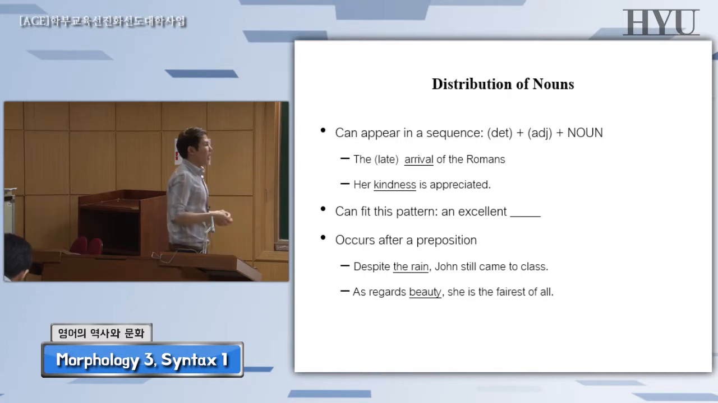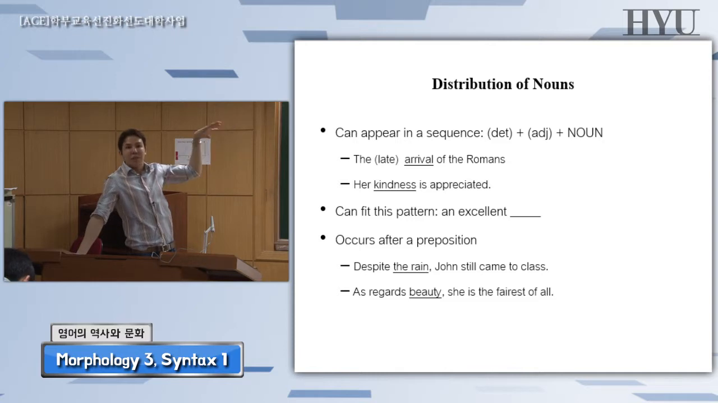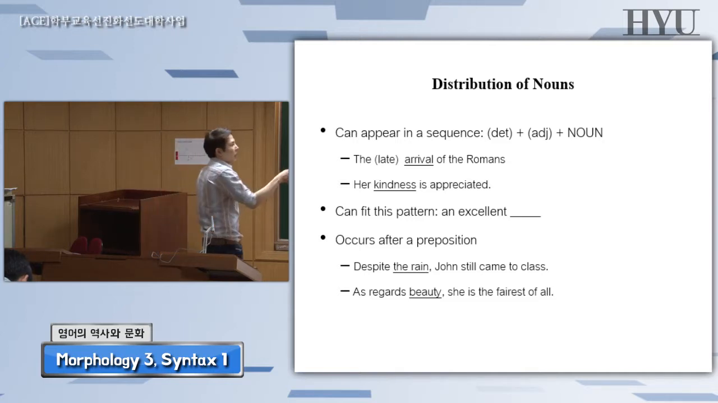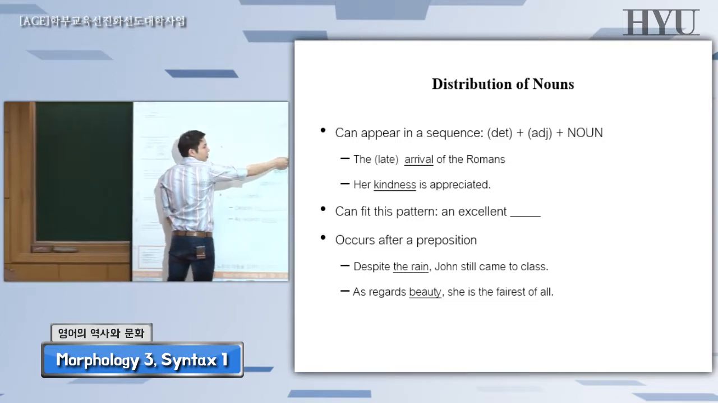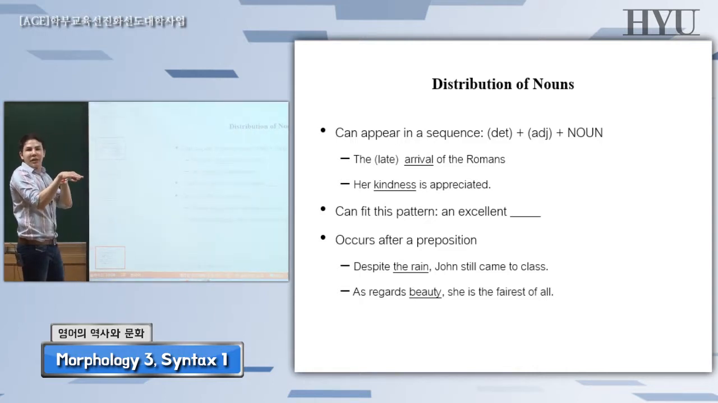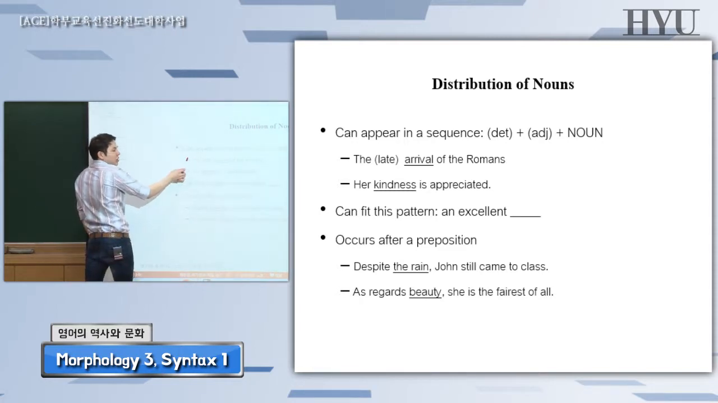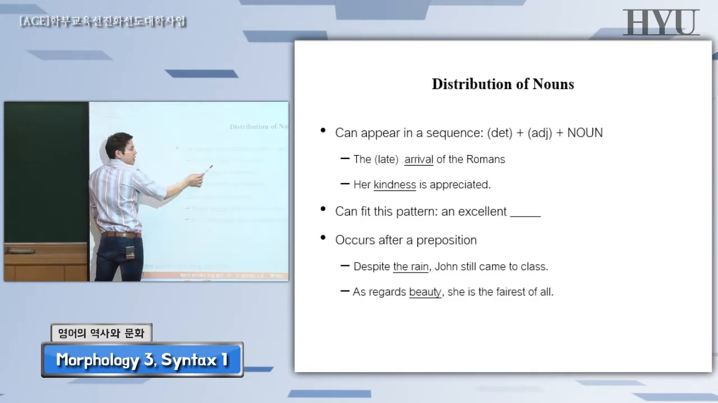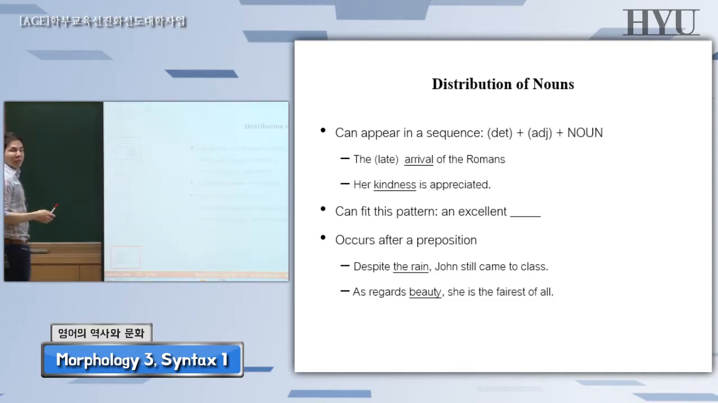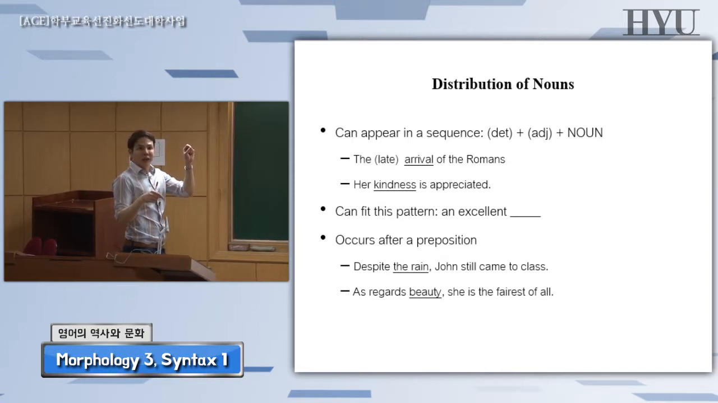And the second criteria have to do with the distribution, meaning places you can find nouns, okay? The places you can find nouns include this sequence. That is a determiner, adjective, and the noun. So whenever you see that sequence, the last thing is a noun. Like the late arrival of the Romans. You see the determiner, which is the, right? Adjective is late, and the noun is arrival. Okay? So whenever you see that sequence, the noun can be identified.